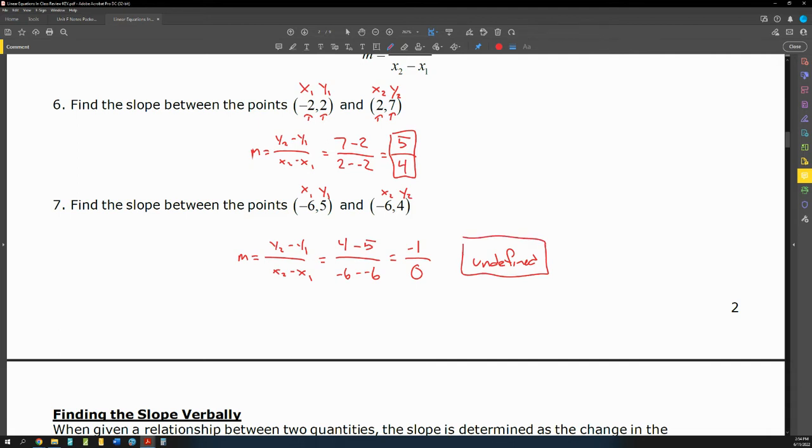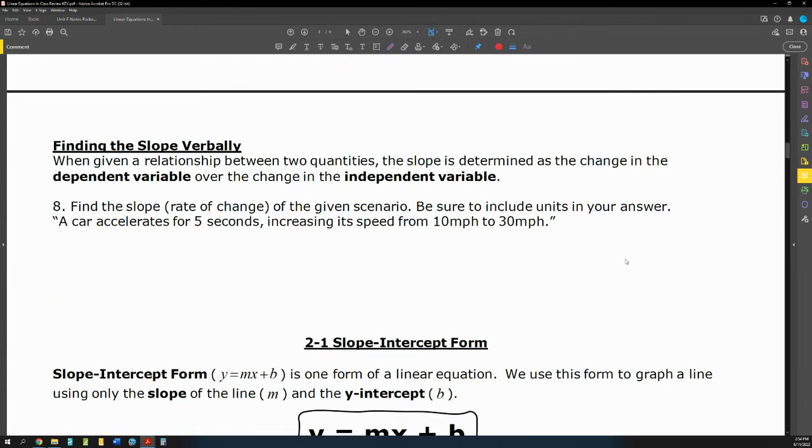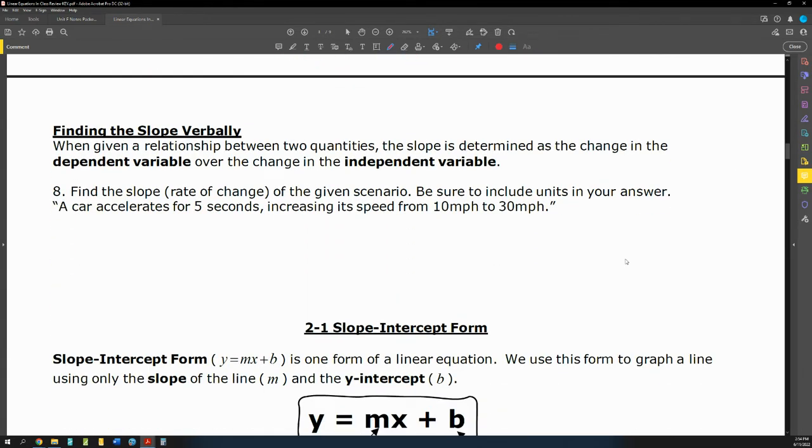This is a vertical line, and we'll see what that looks like a little later on when we talk about horizontal and vertical lines. When just looking at the slope, it is undefined. And last, let's go ahead and find the slope verbally on the next page.